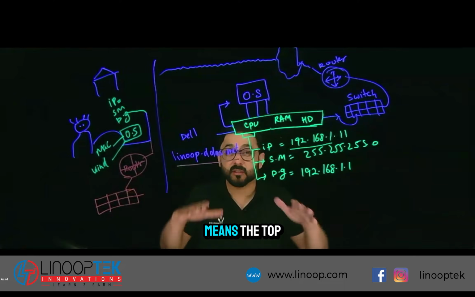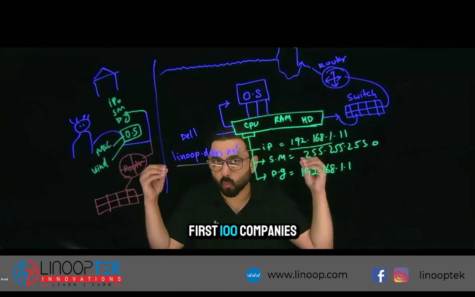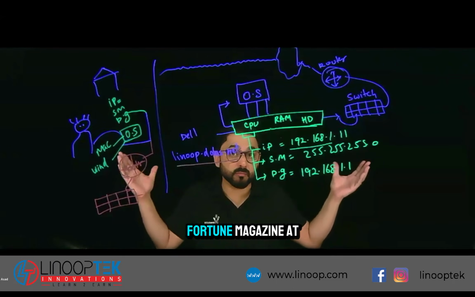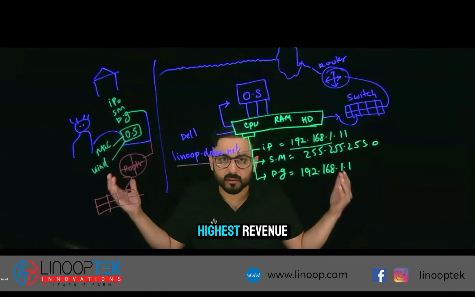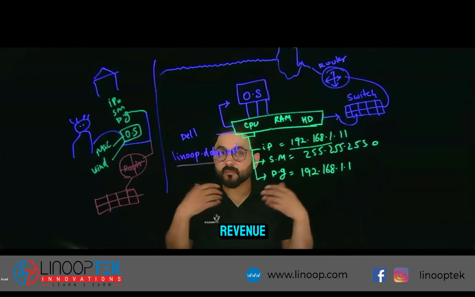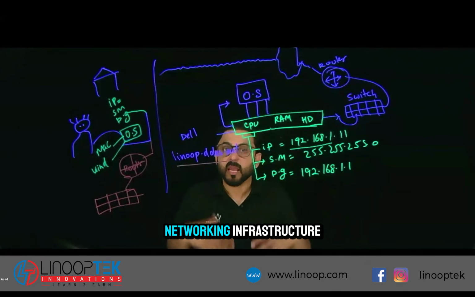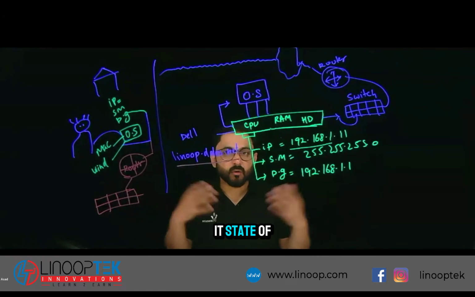Again, what is a Fortune 100 company? A Fortune 100 company means the top-ranked first 100 companies globally. They showed up in Fortune magazine at some point. They have the highest revenue. So if they have the highest revenue, they probably have the best equipment, servers, networking, infrastructure, and state-of-the-art IT.